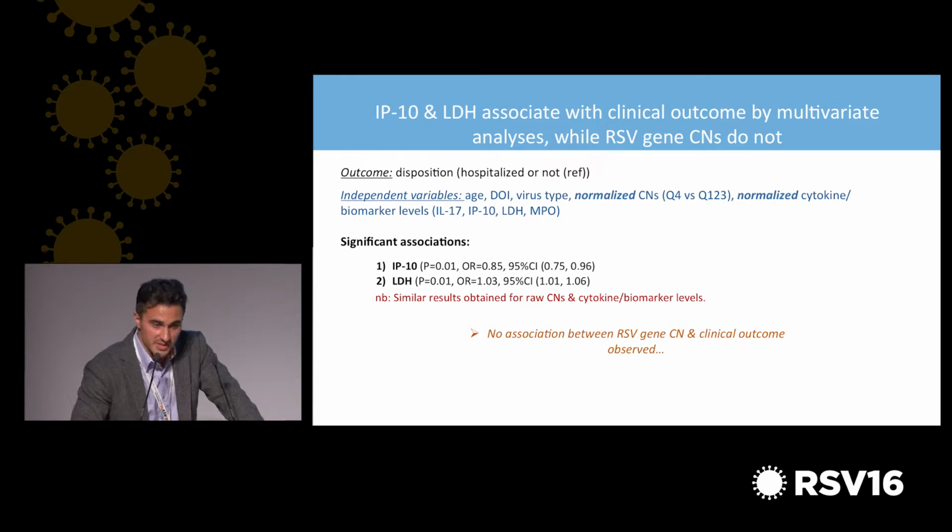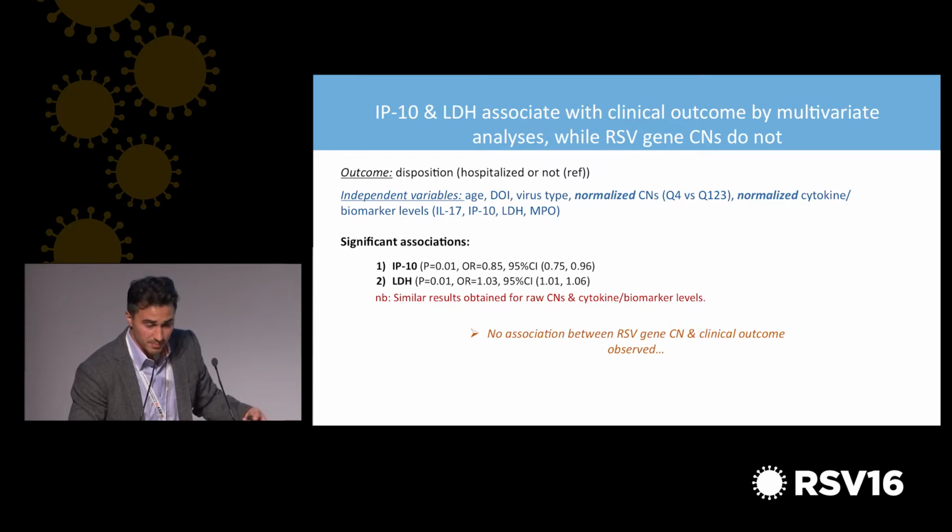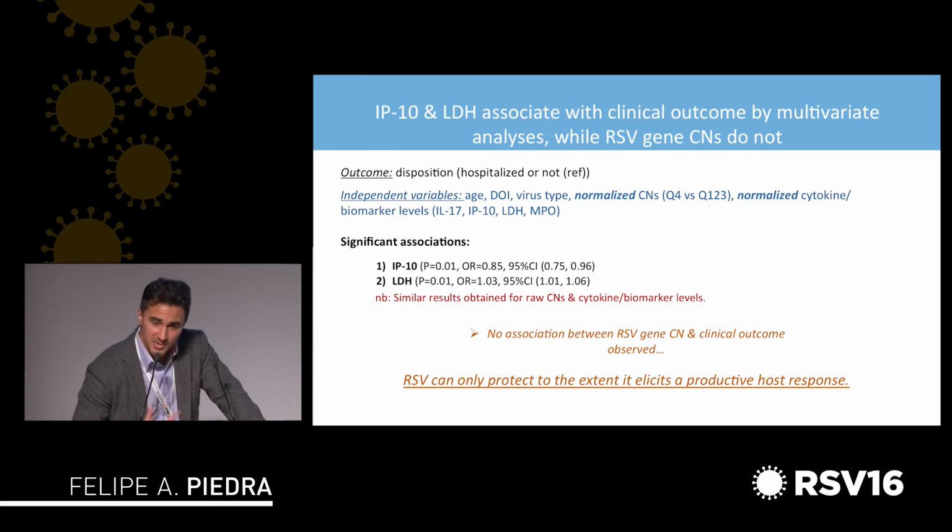And we tested each normalized copy number separately and got the following associations. So IP10 associates with less severe disease, and LDH weakly associates with more severe disease. But the very interesting thing is that although we observe correlations between RSV gene copy number and disease severity, there's no association when we use this more rigorous statistical test between RSV gene copy numbers and clinical outcome. And so the point is that the apparent protective effect of RSV has to be indirect. RSV can only protect to the extent that it elicits a productive host response.